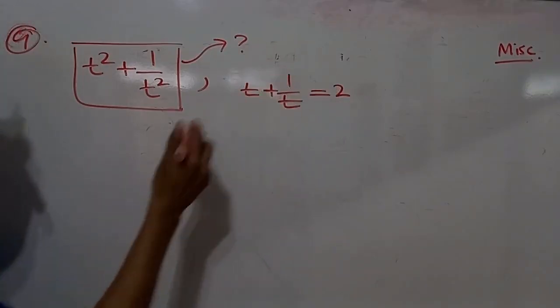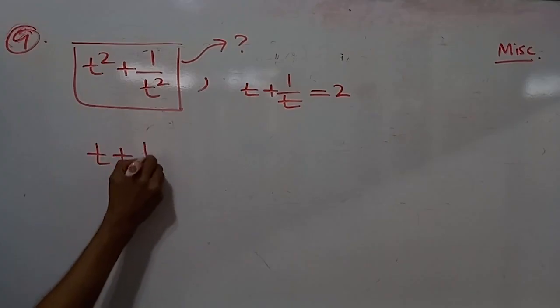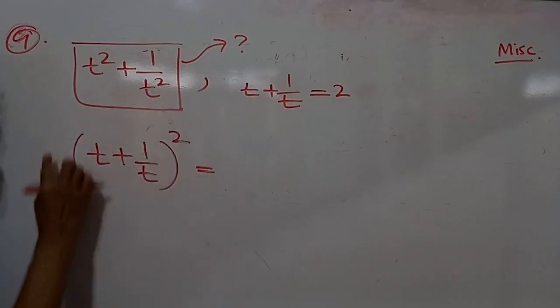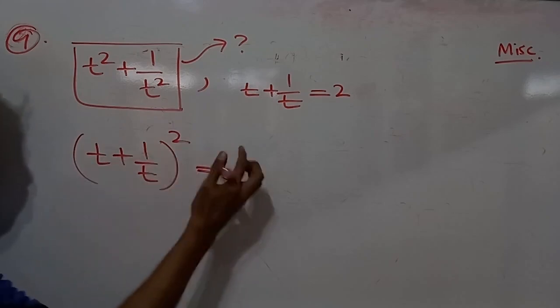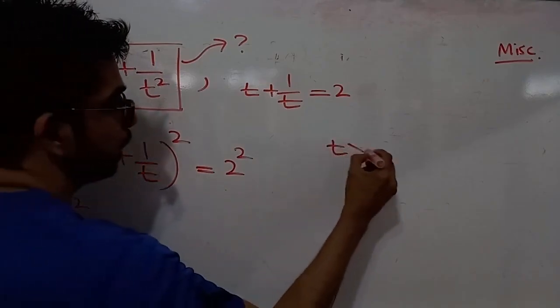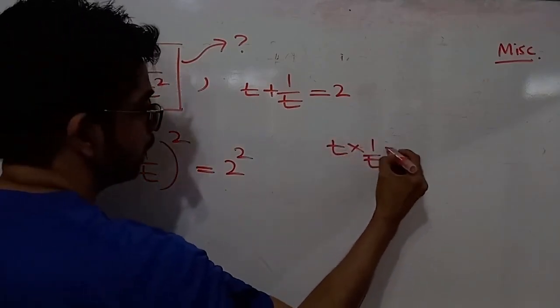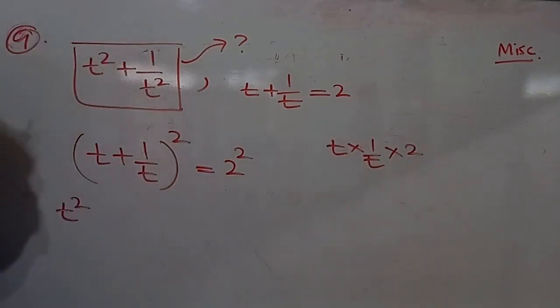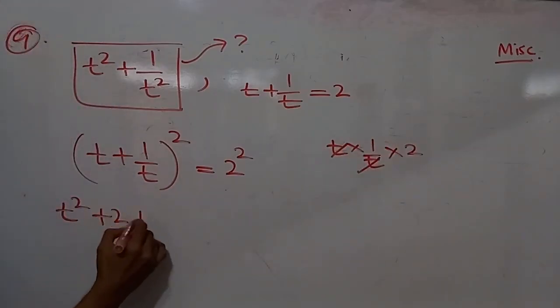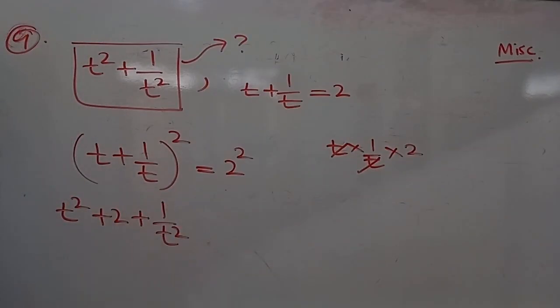Right? So we will take t plus 1 by t and square it. If we square one side, do the same thing to the other side. So we know t squared, then t into 1 by t multiplied by 2, right? So we get plus 2 plus 1 by t squared.